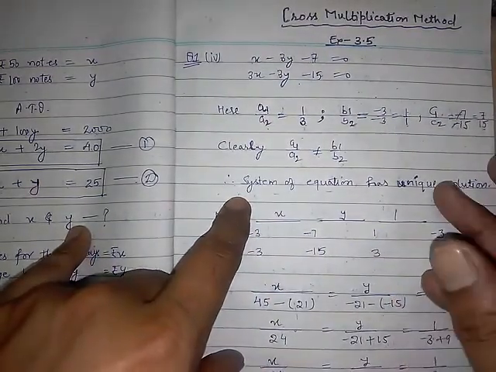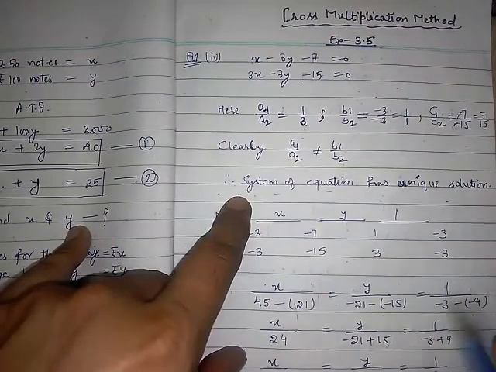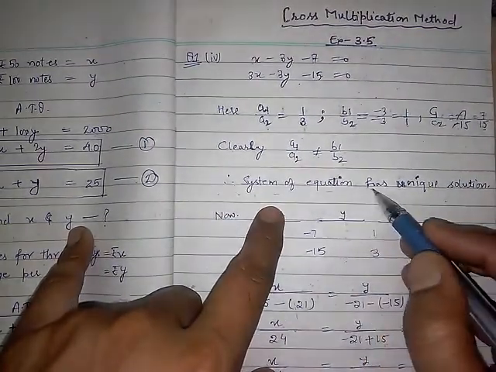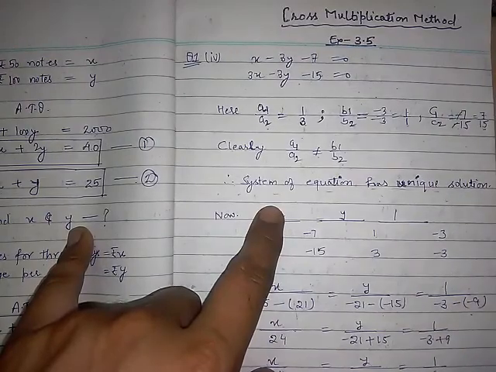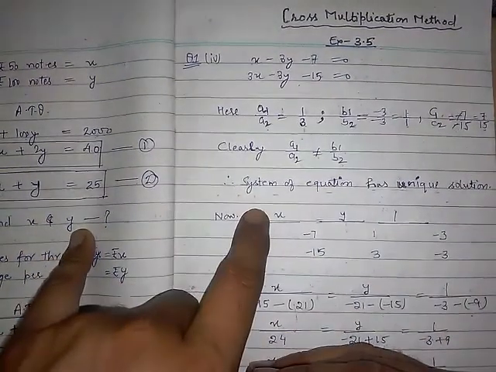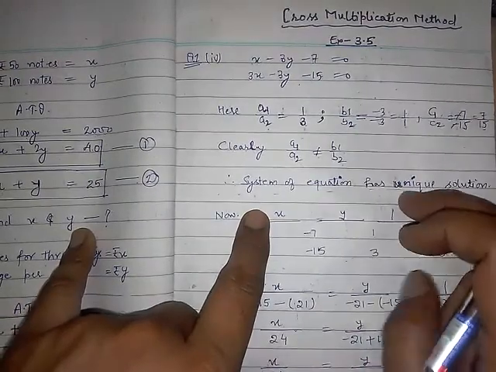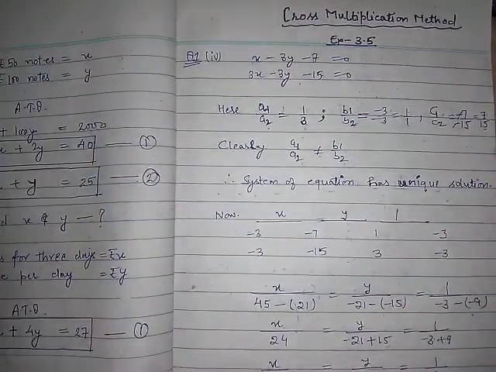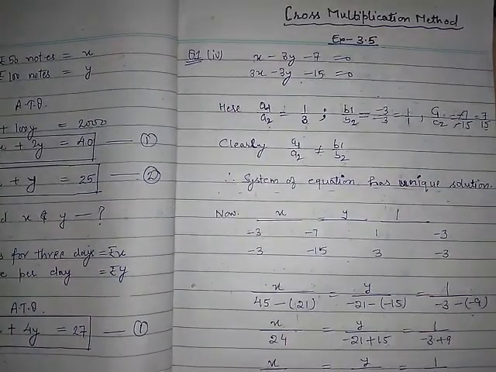If it has a unique solution, then only we have to solve. If you get no solution or many solutions, then you have to stop here. That is your final answer. After that, no solution will be there. So this time we are getting the unique solution. Therefore we have to solve it with the help of the cross multiplication method.